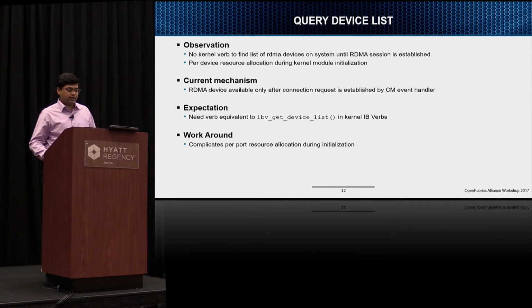However, we couldn't find a kernel verb API to query the device list of the RDMA adapters that are present in the system. In the current mechanism, RDMA devices are available only after a connection request is established by the CM event handler. So our expectation is that there should be a kernel verb equivalent of ibv_get_devices available, so that we can do better resource allocation.